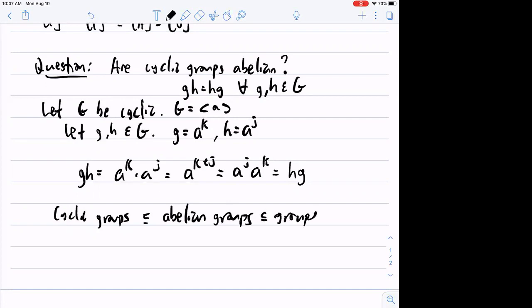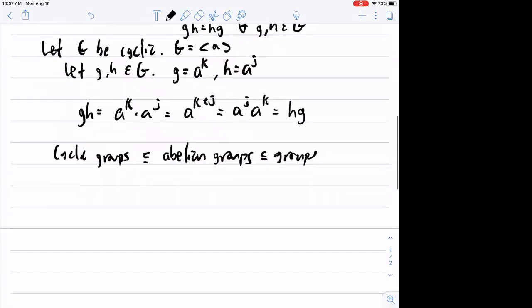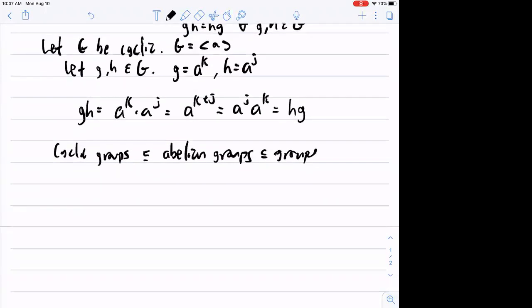Yeah. So cyclic groups are special. Given a group G, you can have a cyclic subgroup, right?